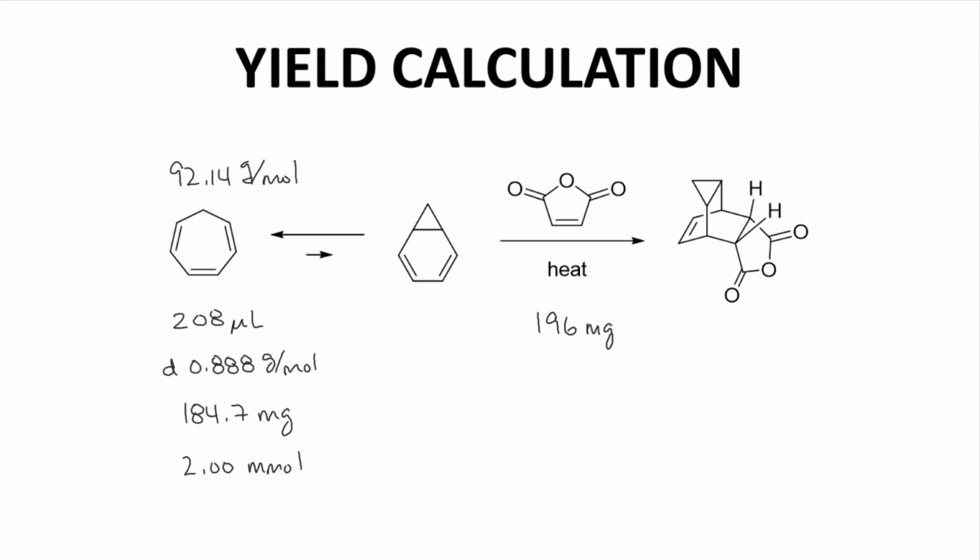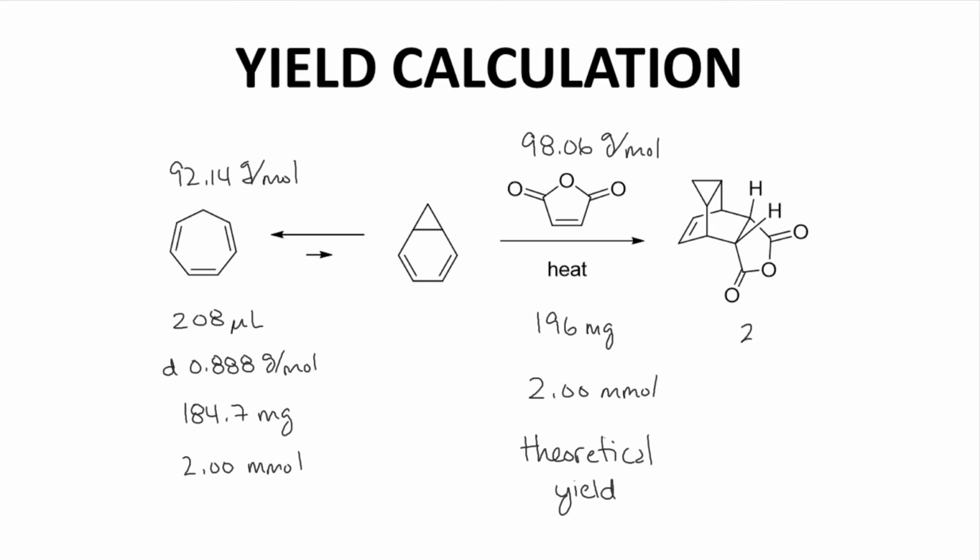Okay, for maleic anhydride, we used 196 milligrams. Based on a molecular weight of 98.06 grams per mole, we used 2.00 millimoles of maleic anhydride. Great. Since these two reagents react in a 1-to-1 ratio, we wanted to use them in a 1-to-1 ratio in the reaction. We did. 2 millimoles of each. Both reagents are equally limiting, and 2.0 millimoles is our theoretical yield.